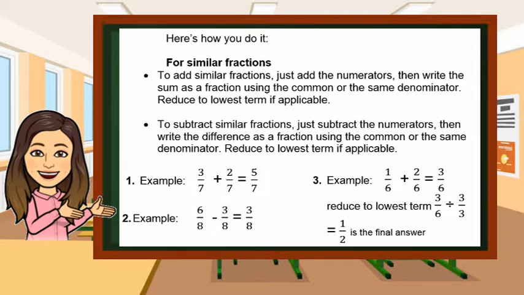So here are the steps of how you can add or subtract similar fractions. To add similar fractions, just add the numerators, then write the sum as a fraction using the common or the same denominator, and reduce to lowest term if applicable. And of course, when we are subtracting, we will only subtract the numerators. Then, write the difference as a fraction using the common or the same denominator. Then, always reduce to lowest term.